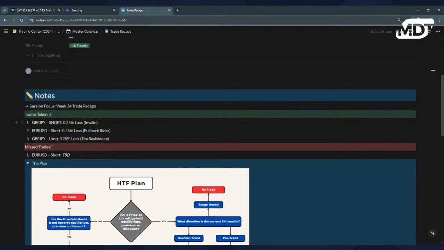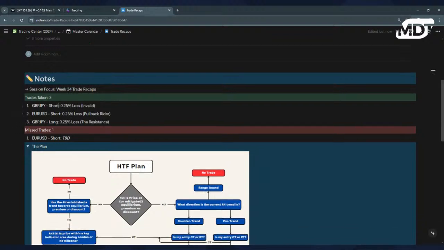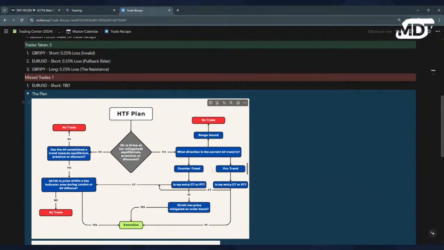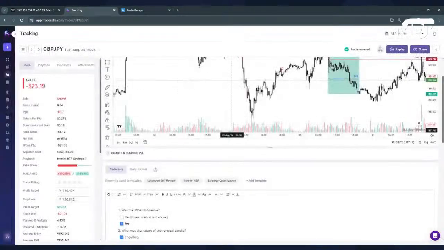So yeah, 2 on GJ, 1 on EURUSD taken, and then 1 on EURUSD missed. 1 was pullback rider, second was a resistance trade, and as mentioned in my backtesting live last week, I took you guys through how I differentiate between those different setups, based on whether 4 hour is pro trend and pro trend entry, or counter trend and pro trend entry, or counter trend and counter trend entry as well. So 4 different setups, and let's just get into it.